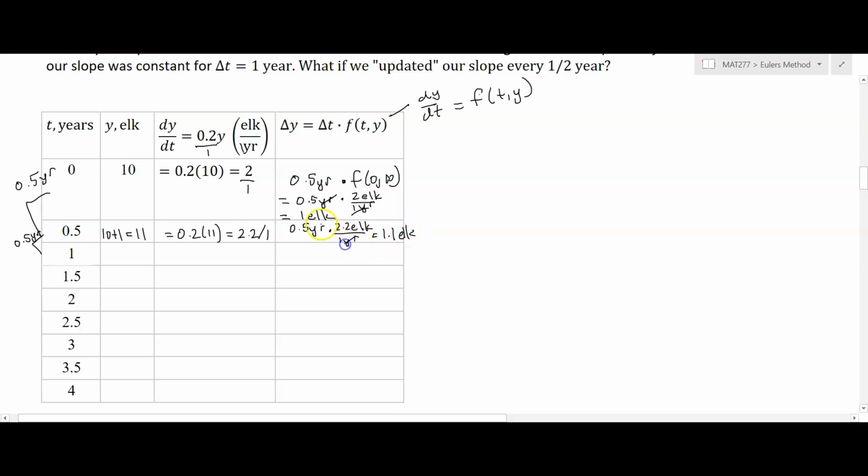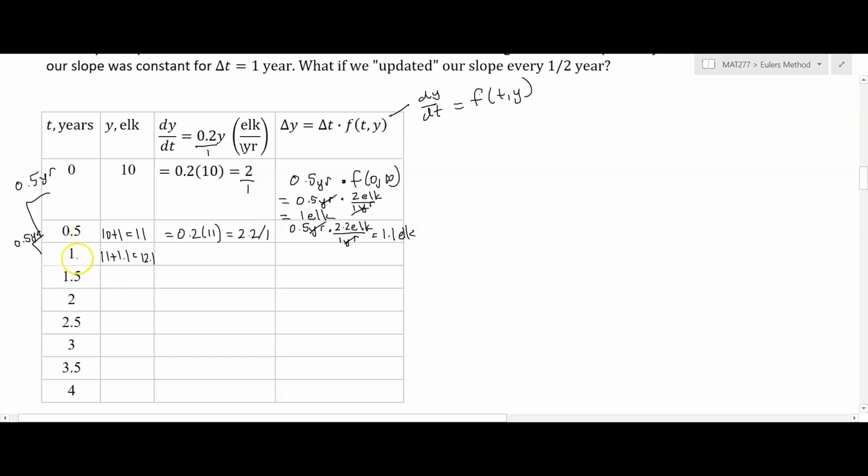Again, my years cancel out. Beautiful dimensional analysis here. So I expect to change y by 1.1 elk. We're at 11, so we're going to add 1.1 to it. That's going to give us 12.1 elk at time 1.